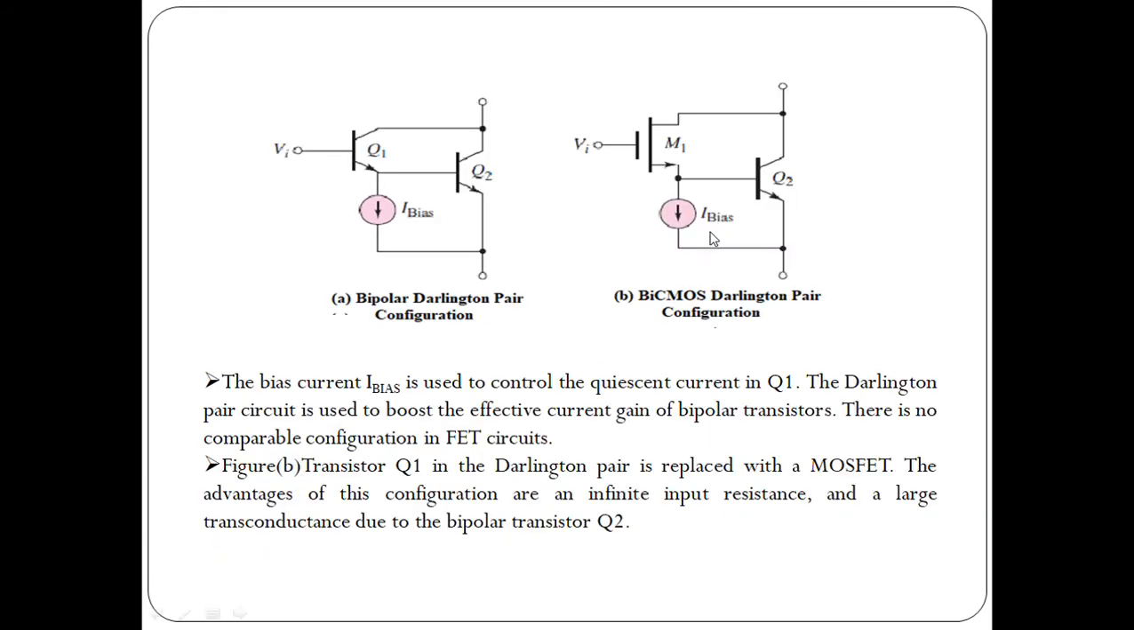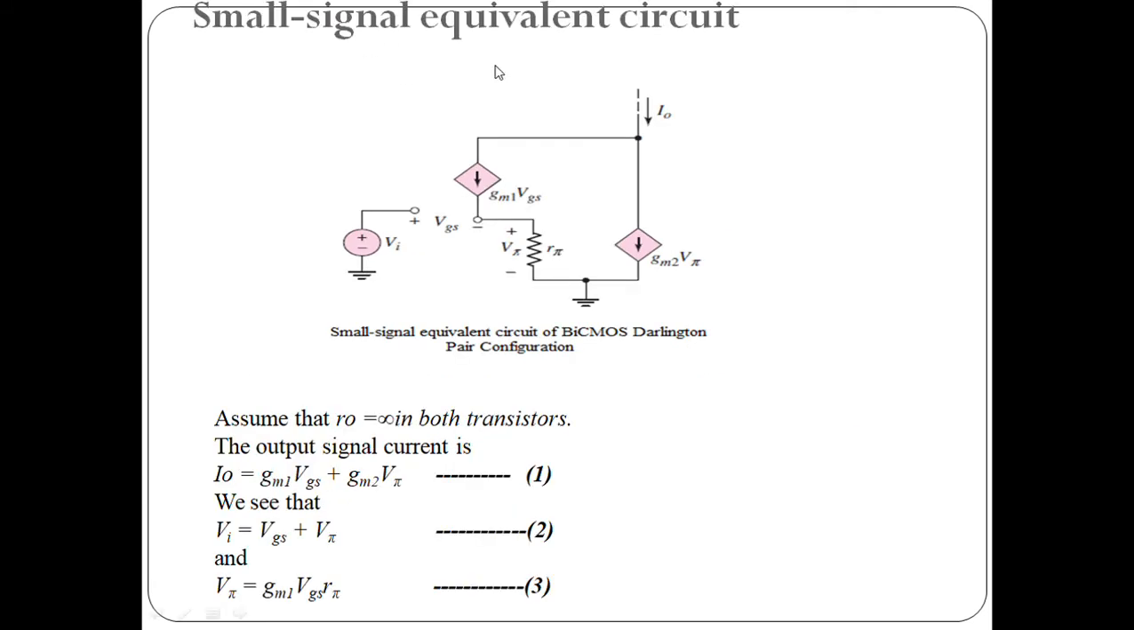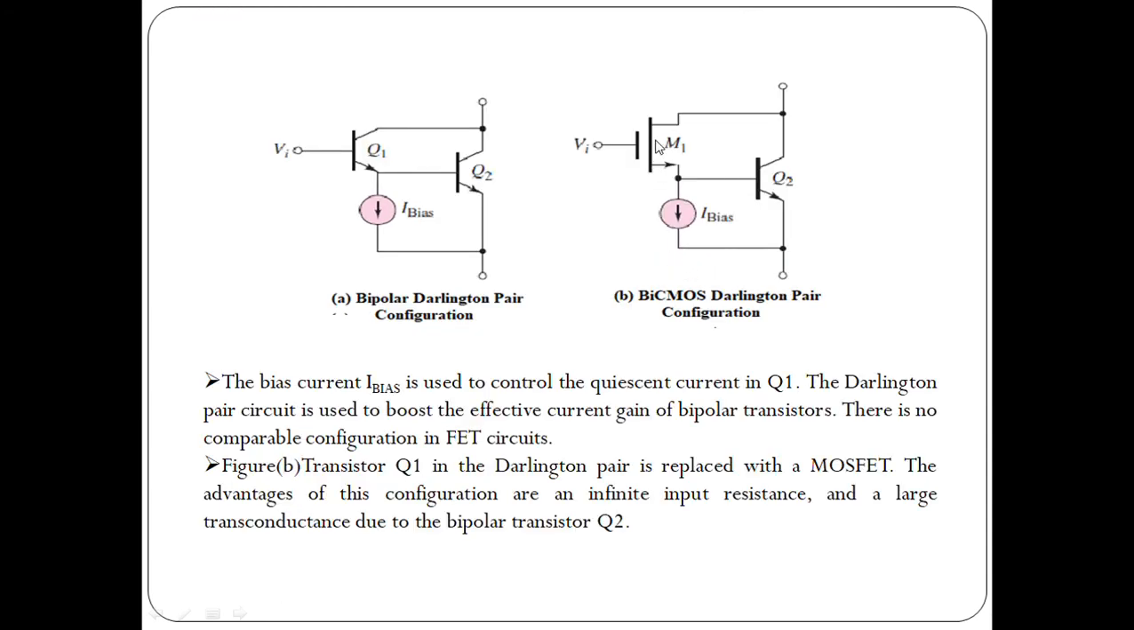Now let us see the small signal equivalent circuit analysis of this BiCMOS Darlington pair. The main advantage of this Darlington pair is that it provides a larger current gain, and we are going to see whether the larger current gain can be achieved by using a BiCMOS Darlington pair configuration. In the small signal equivalent of this circuit, the MOSFET is replaced by small signal parameters. Between the gate and source it is replaced by VGS, and between the drain and source it is replaced by gm into VGS.